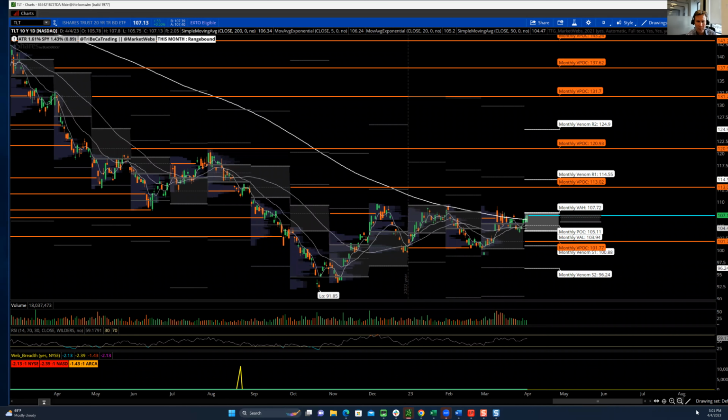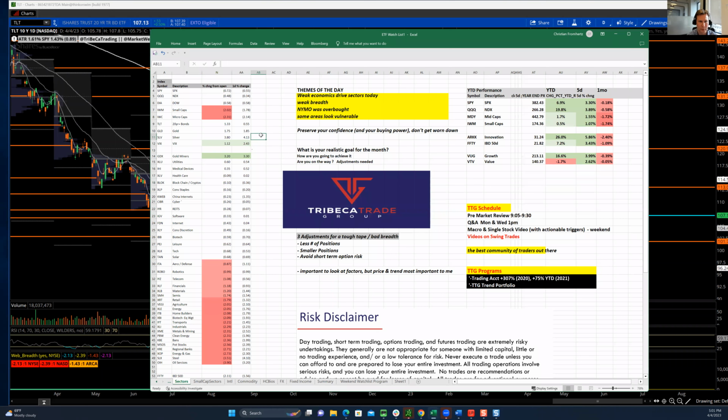Speaking of which, let's go back. I kind of got off track there a little bit, so thanks for hanging in there with me. But so we went over today: weak breadth, weak economics. Also coming into today, we were overbought, right? You could look at things like the McClellan oscillator, right? That was overbought coming into today. So perhaps that may have burned off some of those overbought levels. So that's not necessarily a bad thing.